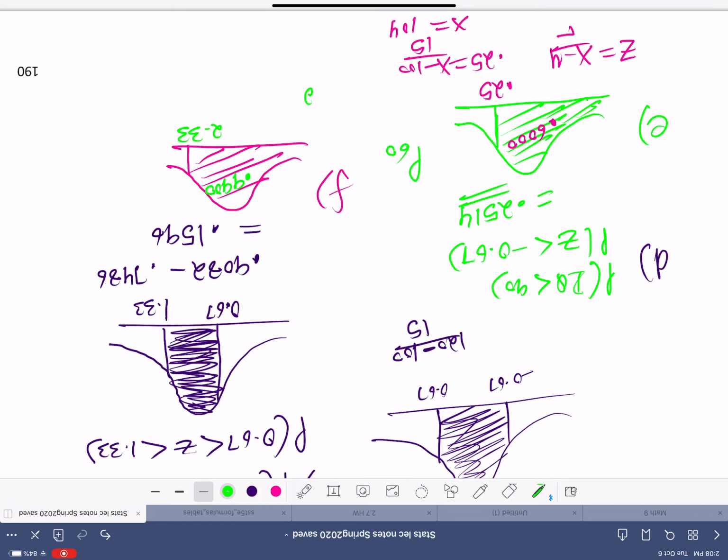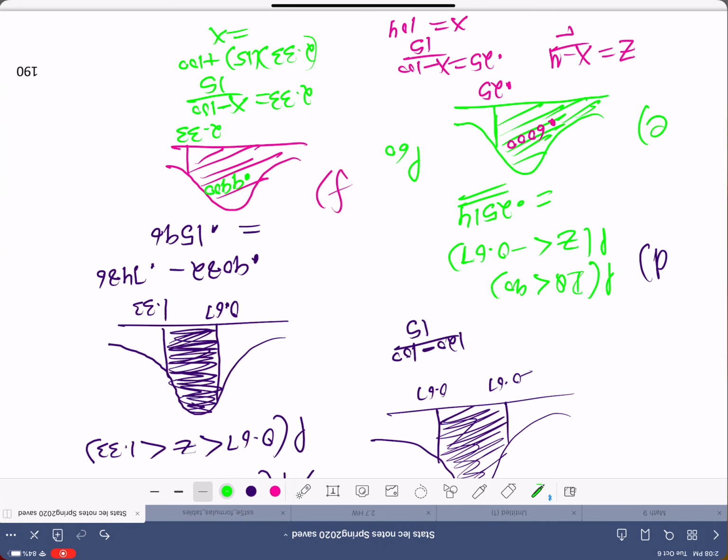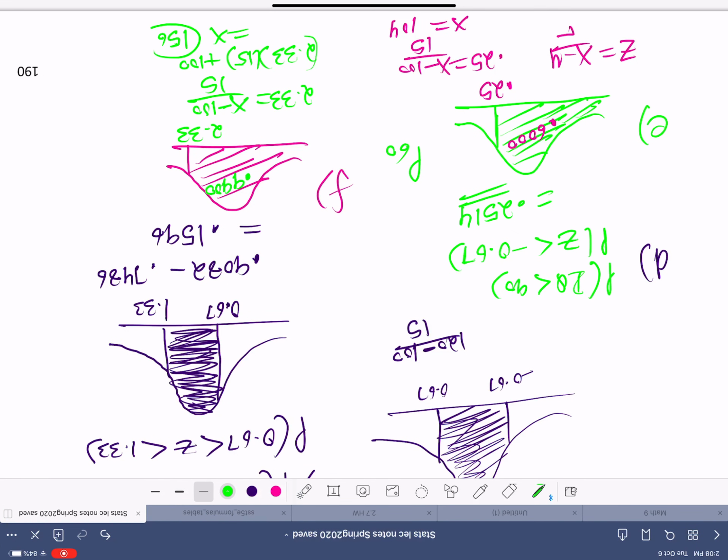Again, am I looking for the z-score? Not really. I am interested in finding the data value. So I'm going to plug into the z-score formula, and then solve for x, which is 2.33 times 15 plus 100. That would be my x. And that x in this case comes out to be 156. So 156 is the IQ for which 99% of the people have IQ below that.